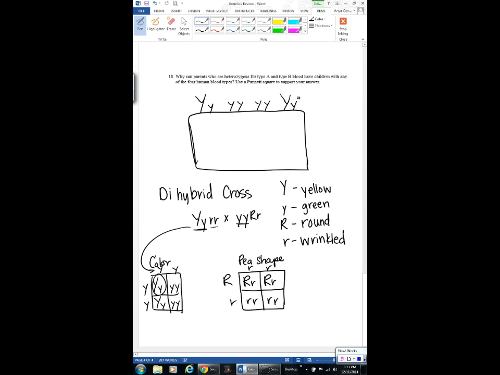Big Y, little y. So 2 big Y, little y's, 2 little y, little y's. We have big R, little r, big R, little r, little r, little r, little r, little r. Okay, so this one's going to be big Y, big R, little r. Little y, big R, little r, little y, big R, little r. Big Y, big R, little y.